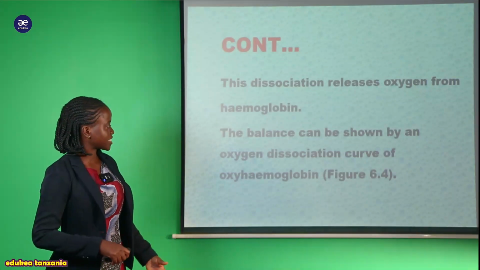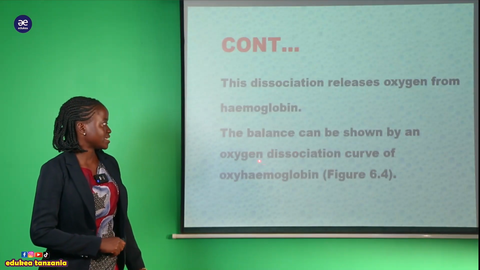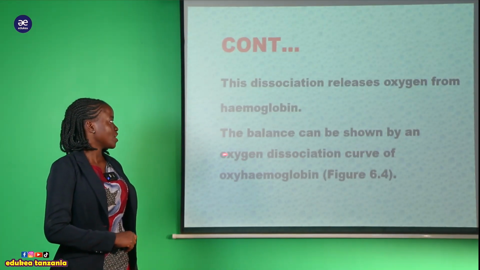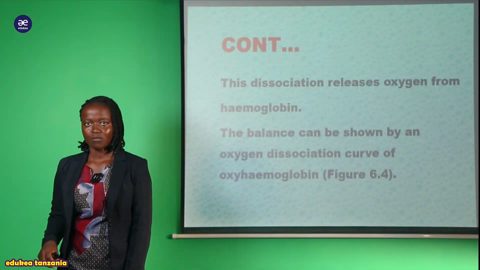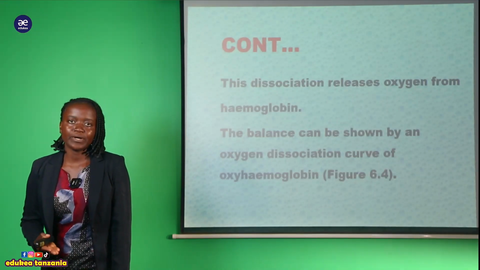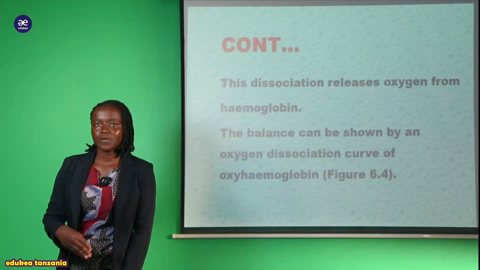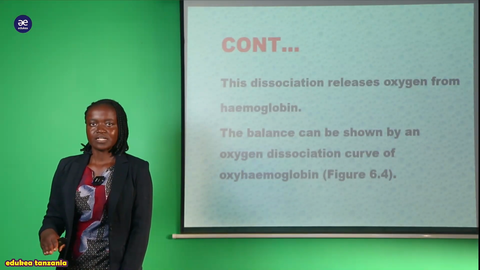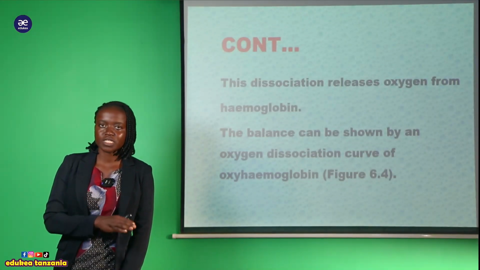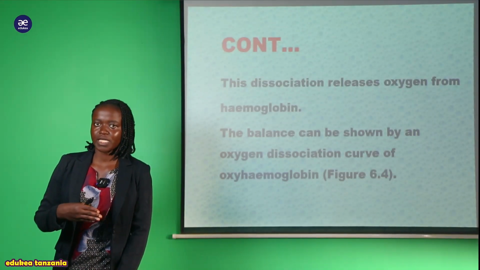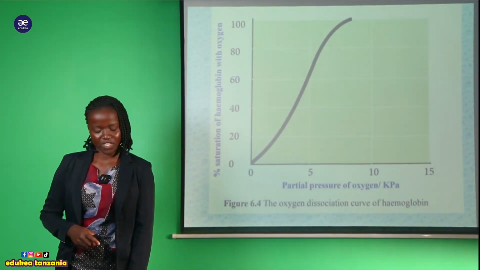We're going to see this figure 6.4, which shows the oxygen dissociation curve of the hemoglobin, meaning that where there is a low concentration of oxygen, that is where the oxyhemoglobin tends to dissociate, meaning it breaks down back to its original shape, and that is why we said in the equation that it is a reversible equation. Now let's see this figure.